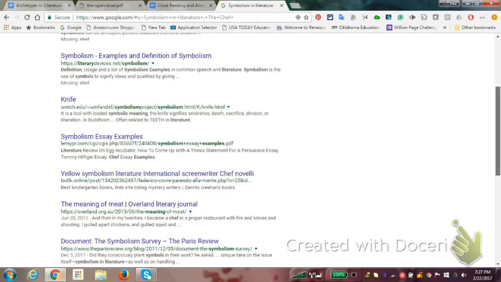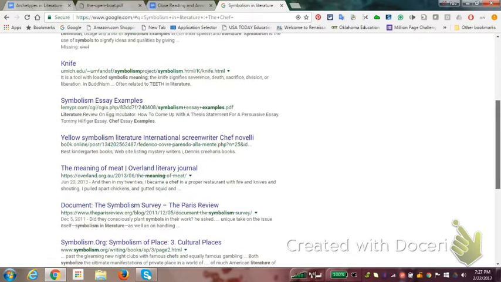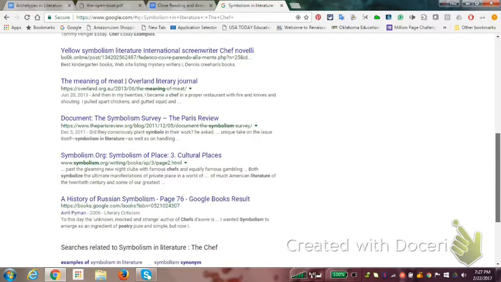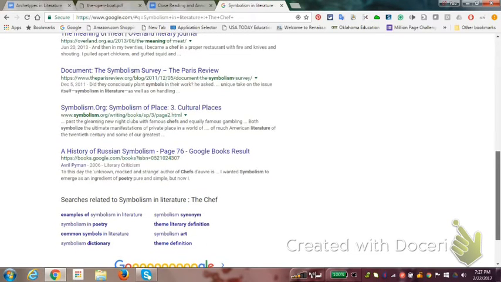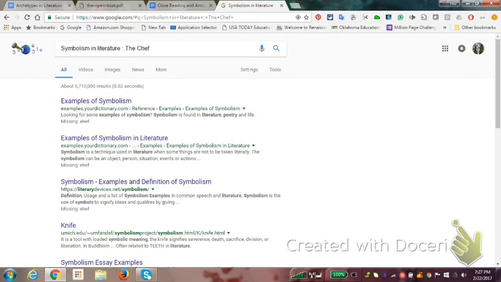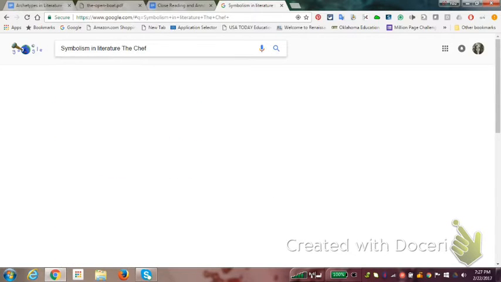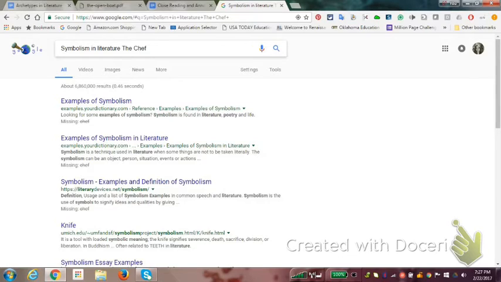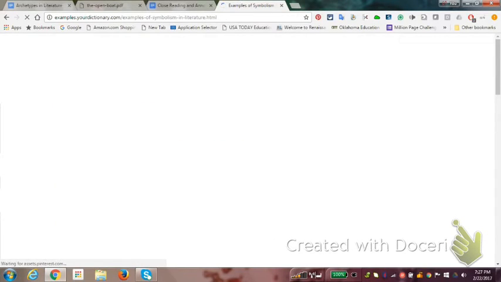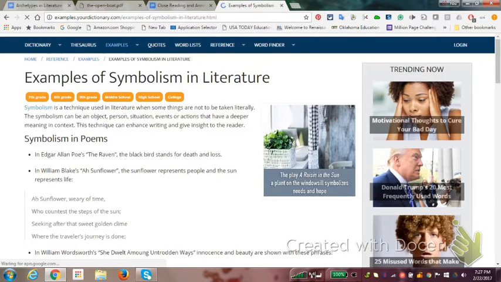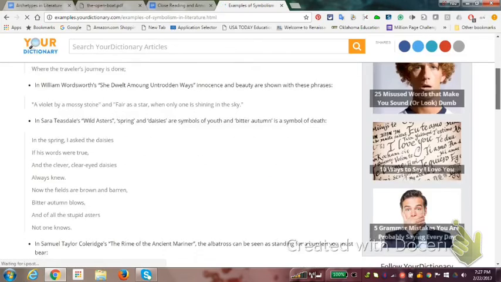Yellow. Meaning of meat. That would be interesting, right? Cultural places. No, I don't want to do that. Maybe if I take out this guy here, I'm going to do that. Let's see if I can find it in here. Okay, you have a bunch of stuff about symbolism in literature right through here. I don't know.